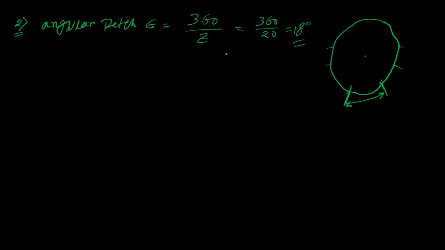Are you getting my point? We have a total of 20 teeth, and these 20 teeth cover 360 degrees, since all the teeth are present throughout the periphery. So to find the angle between two consecutive teeth, it is 360 by 20. I write that here. So this is simply the second question.